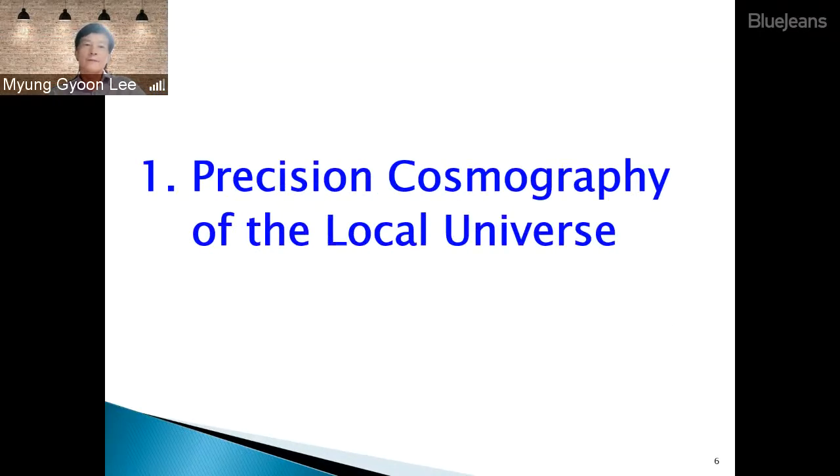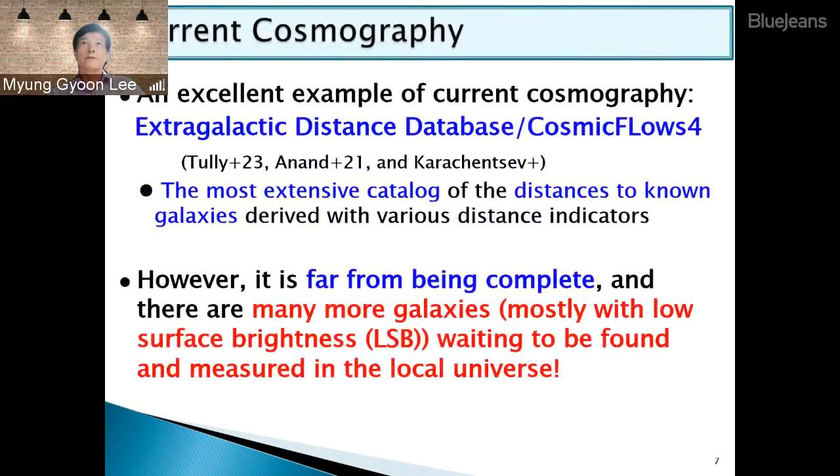So, the first, precision cosmography of the local universe. An excellent example of current cosmography was given by the Extragalactic Distance Database and the Cosmic Flows project led by Brent Tully, Kourkchi and Anna and their collaborators. This is the most extensive catalog of the distances to known galaxies derived with various distance indicators. However, it is far from complete, and there are many more galaxies, mostly with low surface brightness, waiting to be found and measured in the local universe.